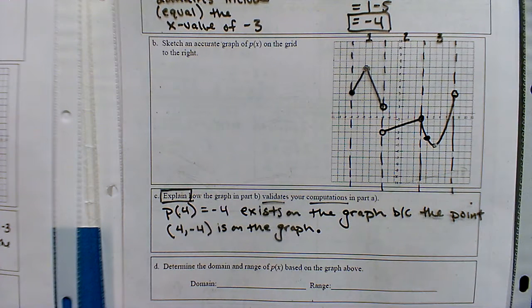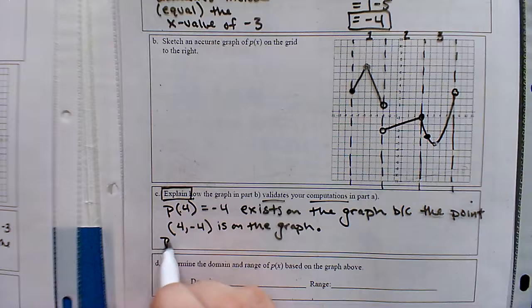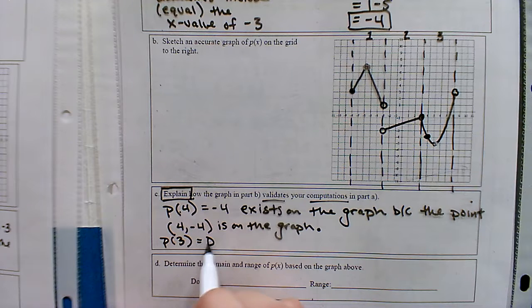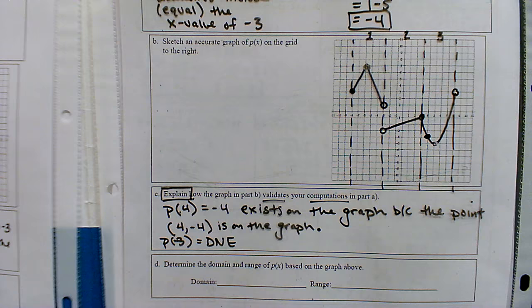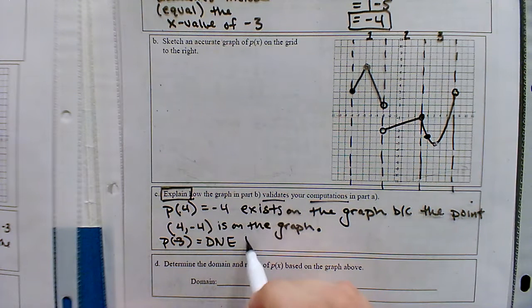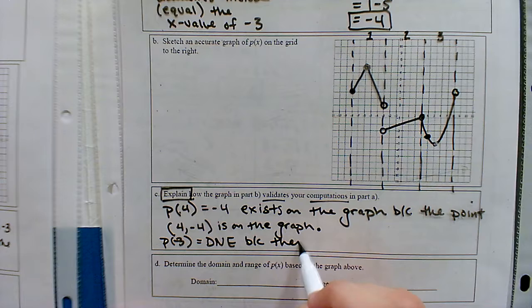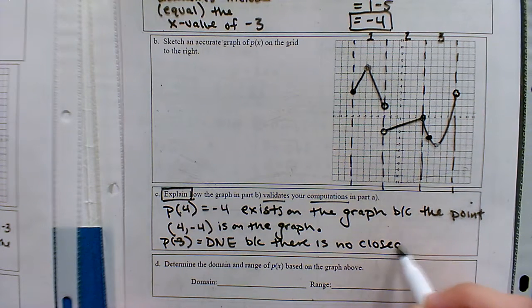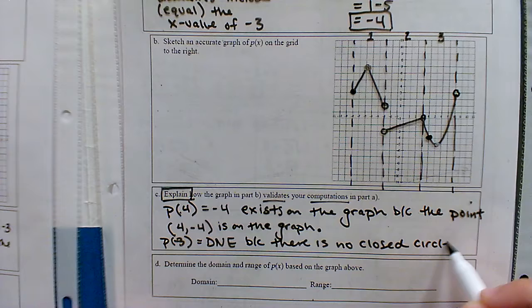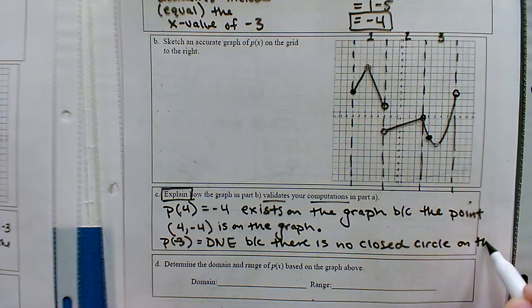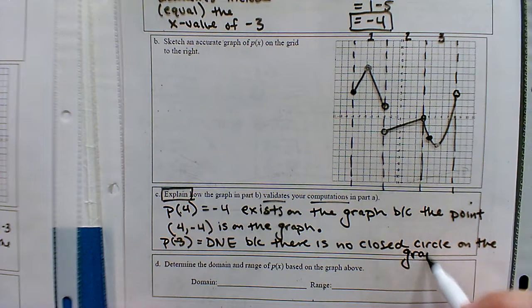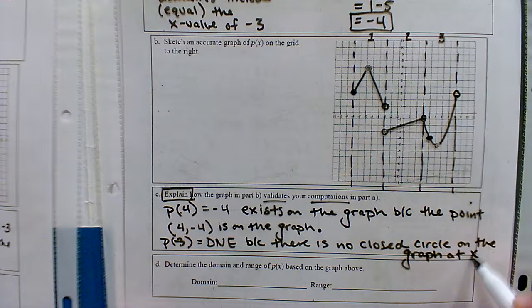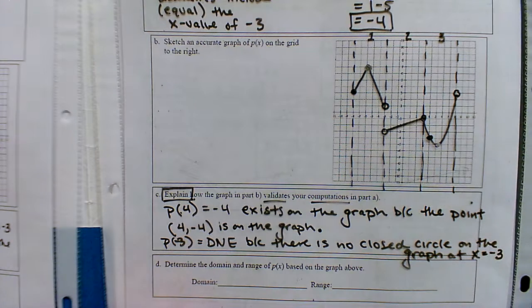Go ahead, Rebecca. The two places where there is -3, there are open circles. Graphically speaking, we don't have a closed circle there, right? So P of -3 doesn't exist because there is no closed circle on the graph at the x value of -3.